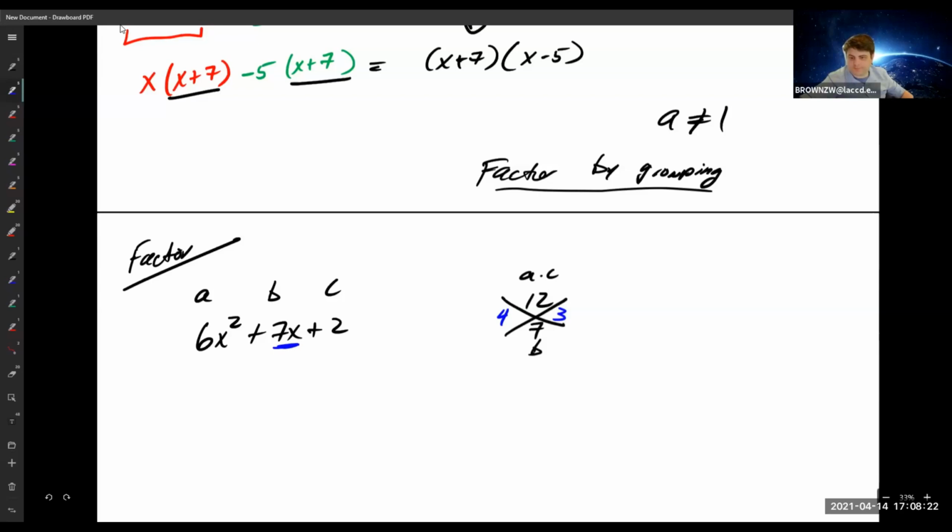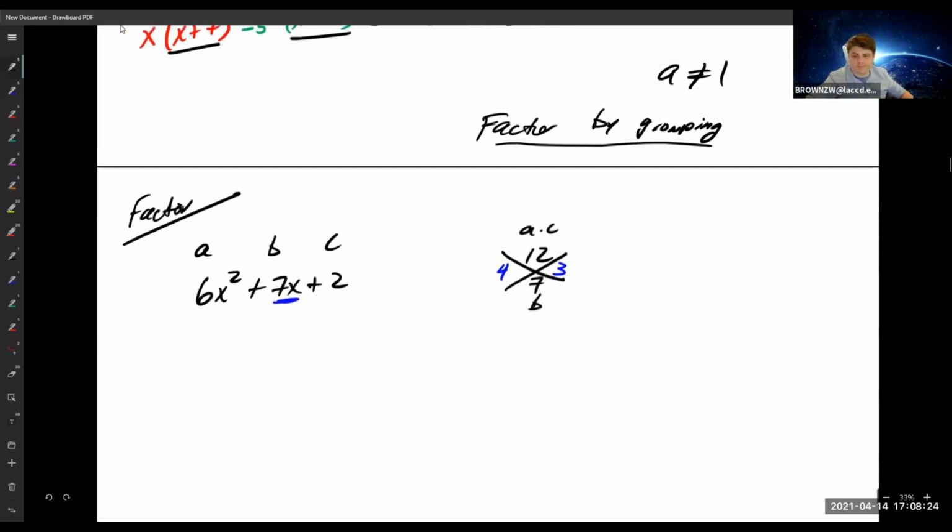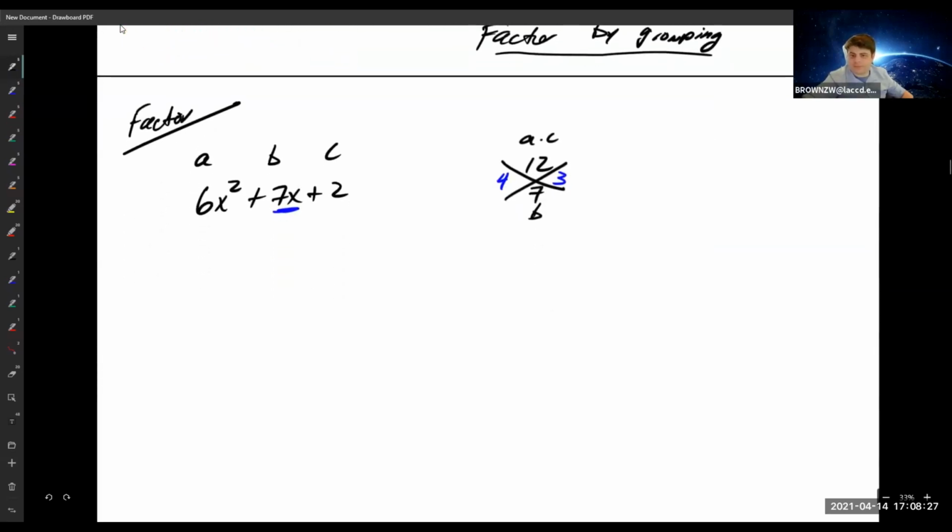All right. So breaking that up, that's going to give me 6x squared, going off my diamond, plus 4x, plus 3x, breaking up that middle term, and then plus 2 at the end. Now we have our 4 terms. Now we can do our factor by grouping.